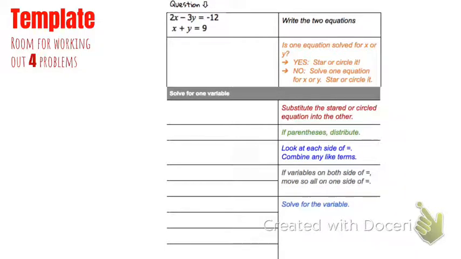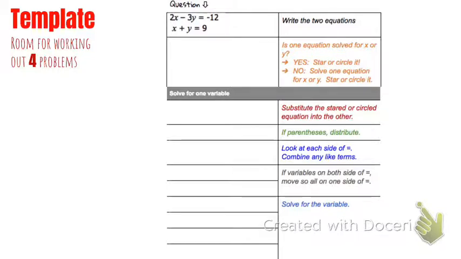To walk through how you can solve this system of equations using the template that I am supplying for you, guys. The template has room for working out 4 questions, so just look at each column. So if we look at this example here, you write those 2 equations that you're solving the system, finding the solution of, in that first box.